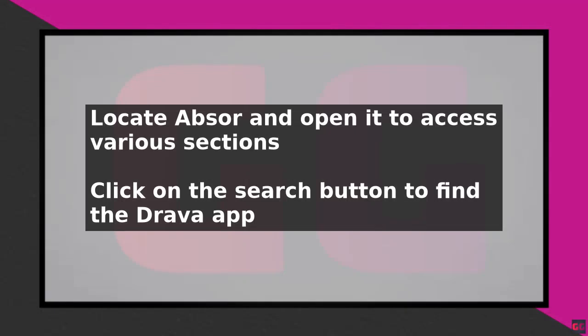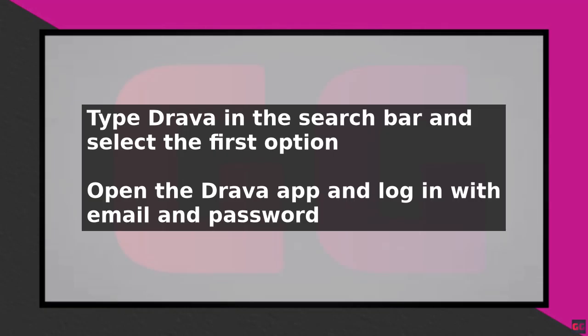To create a segment on Strava, start by locating the Obsor and opening it. In the bottom row, you'll find sections such as today's games, apps, arcade, and a search button. Click on the search button. This will take you to a search bar where you need to type in Strava. The first option should be Strava, run, bike and hike, which you should select.